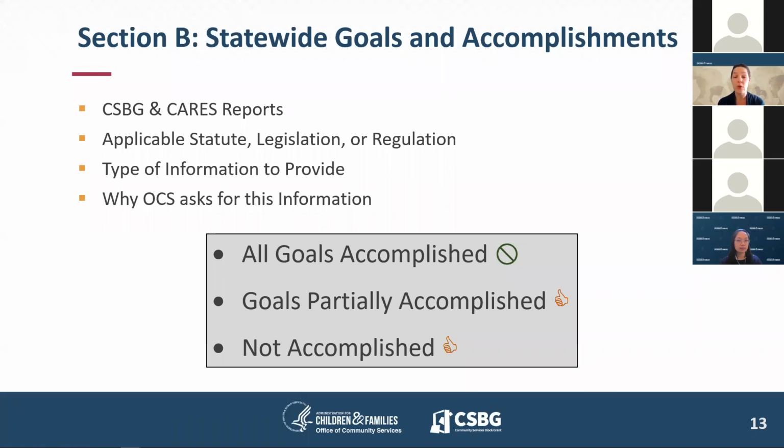So we are more than happy to accept, and we look for partially accepted goals or not accepted goals because we want those lessons learned to continuously improve your CSBG. We are looking for this information because we always want to understand the goals and priorities and what our agencies and our states are doing in the field, because we want to improve performance and provide the best possible end result to our states and our populations as we can.